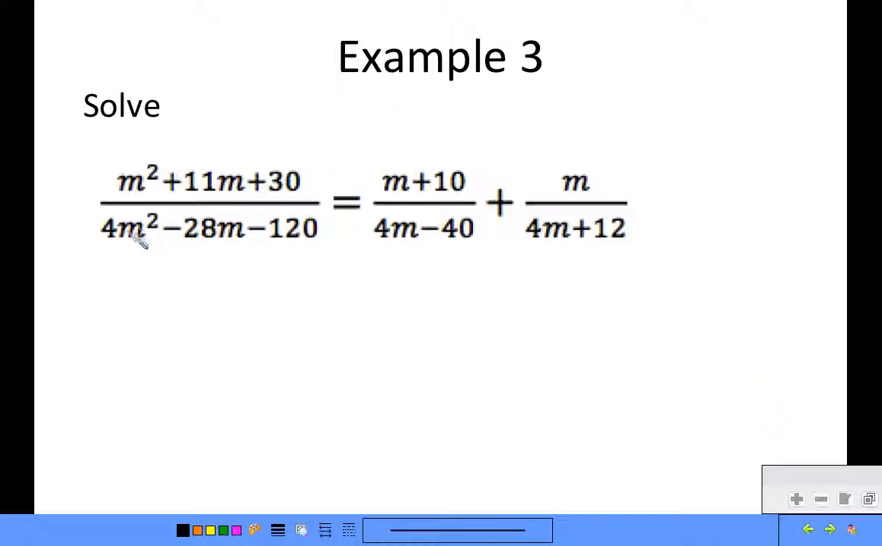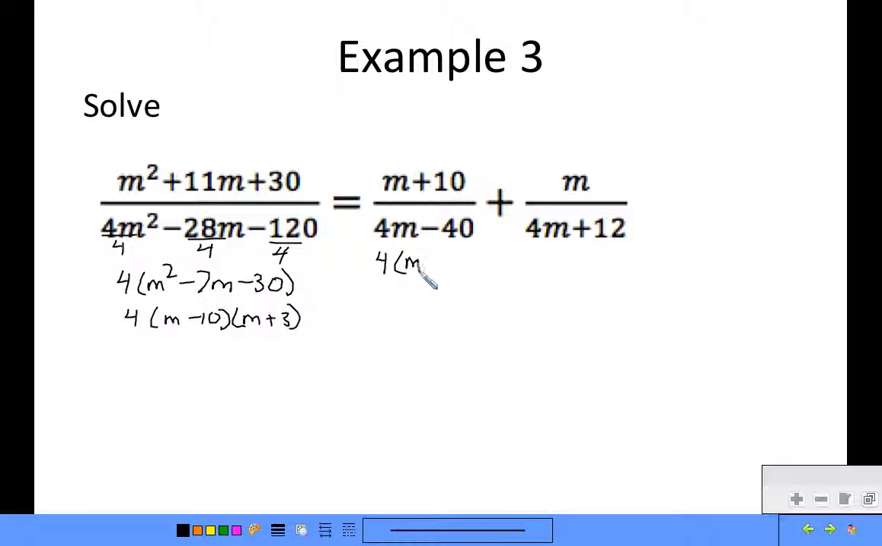Now the last one we're looking at, there's a lot of factoring on here. So when we look at this first one, we can factor out a 4 from all of this. So we have 4m squared minus 7m minus 30. And then we can box and circle this one. And you guys would see that this would end up with m minus 10 and 4m plus 3. This one we can factor out a 4, so we have m minus 10. We can also factor out a 4 here, so if we divide each of those by 4, we have m plus 3.